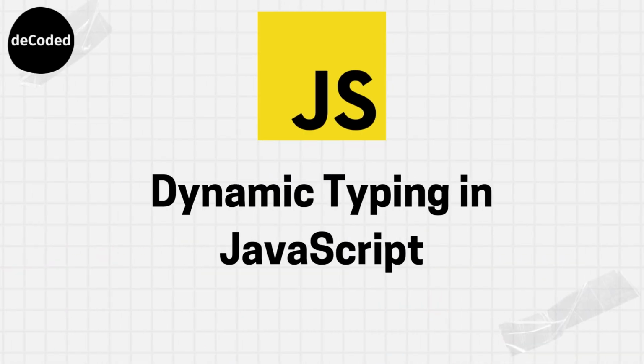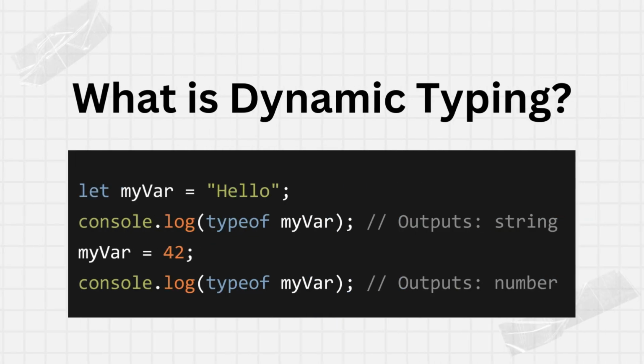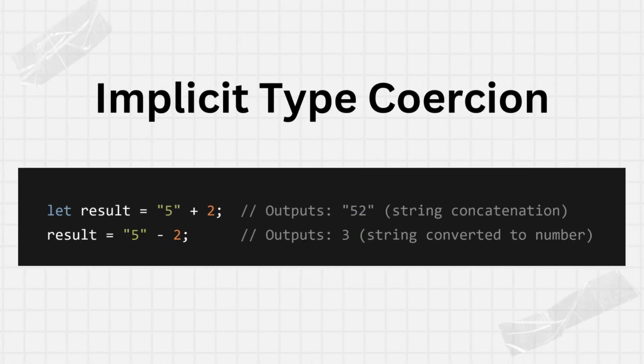JavaScript is dynamically typed, meaning variables can change types at runtime. Let's see what this means. In dynamically typed languages, variables do not have a fixed type. You can assign any type to a variable. JavaScript automatically converts types in certain situations.